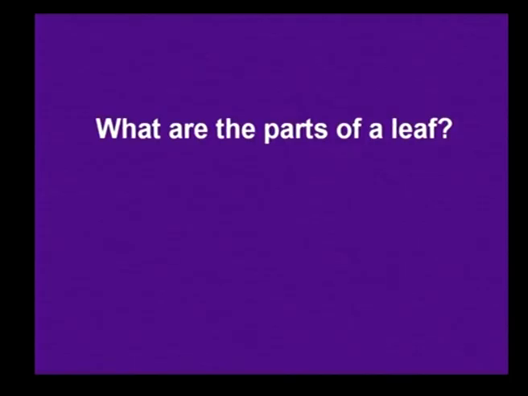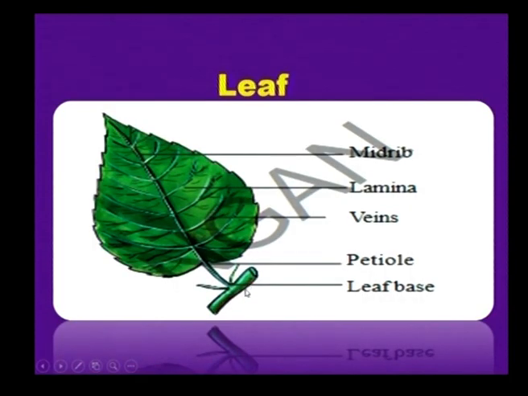What are the parts of a leaf? A leaf base which is attached to the stem, and it is having a stalk-like structure. This is called the petiole, and this broader portion is called the lamina. It is having a line-like structure. This is called the midrib, and it is having side ribs also. These are called the veins.